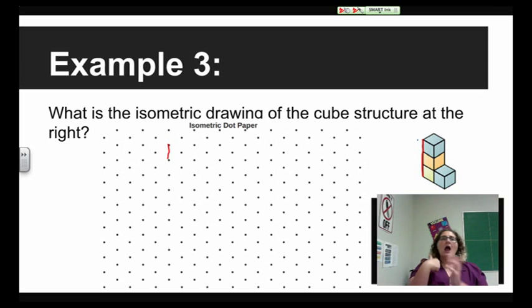So 1, 2, 3. Okay, then I like to draw the top in, so that way I know what I'm working with. So I'm going to make my top, and I know that it's going to go 2 units down on both sides. So I'm going to draw 2 units down, 1, 2, 1, 2, and then I'm going to have another top.